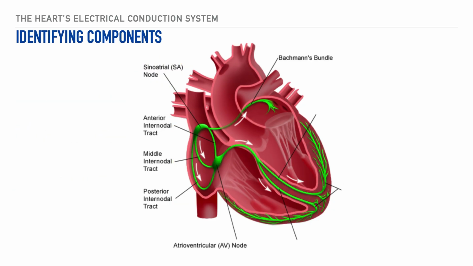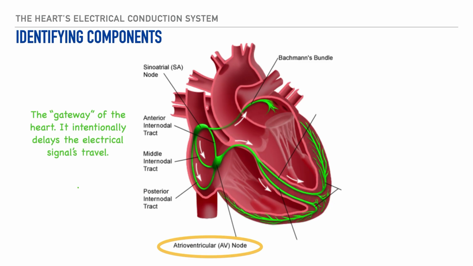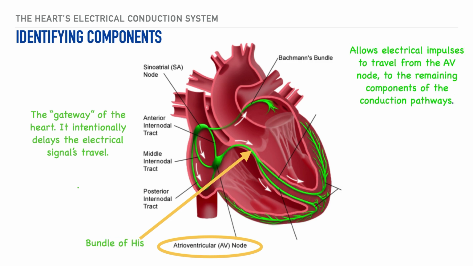So here's the atrioventricular node. We can refer to this as the gateway of the heart. Its job is to intentionally delay the electrical signal's travel before it then continues. And we have another area worth noting as well, which is called the bundle of His. Its job is to allow electrical impulses from the atrioventricular node, or AV node, to travel to the remaining components of the conduction pathways, which includes the right and left bundle branches.